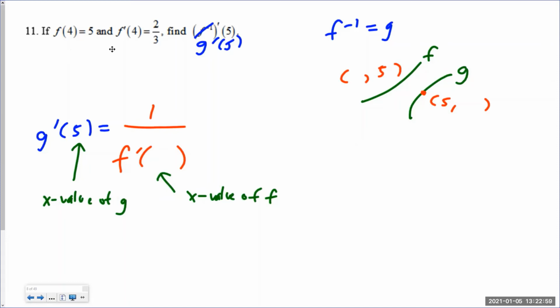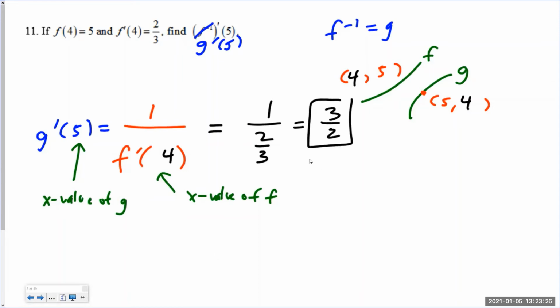Go back up to what they give you. What is this x value here if y is 5? 4. Okay, so I'm going to put 4 there, put 4 there, put 4 there. What's my f prime of 4? What's that? 2/3. So this is 1 over 2/3. Guys, what's 1 over 2/3? Flip it. What is it? 3 halves. Is that right? Okay, so that is my answer.